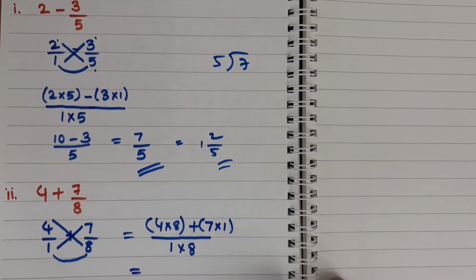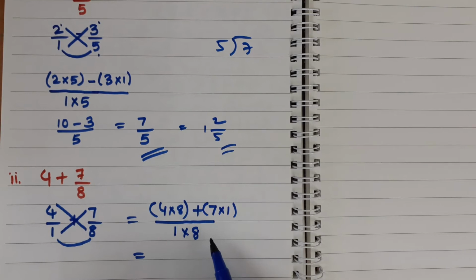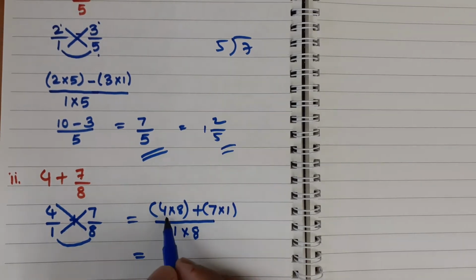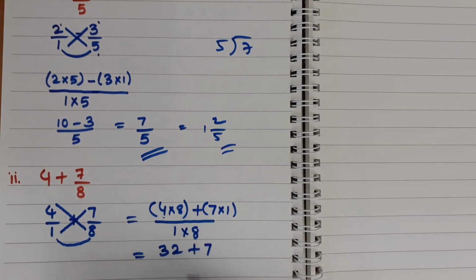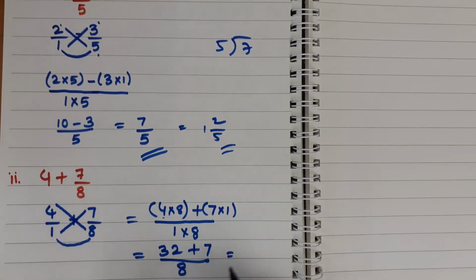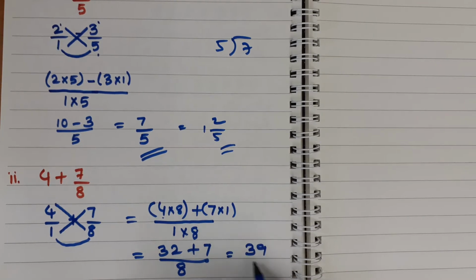Okay guys, clear? Next we have to do some simplification, then you will get the final answer. 4 into 8 is 32, plus 7 into 1 is 7, upon 1 into 8 is 8, equal to 32 plus 7. What is the answer here? Yes, you are correct. 32 plus 7 is 39, 39 upon 8. So this is the answer. You can write the answer in mixed fraction also.